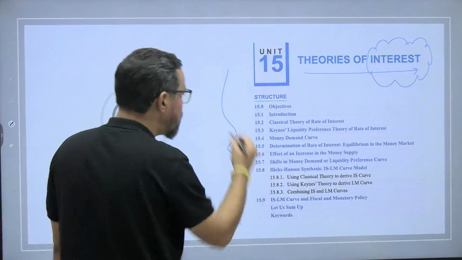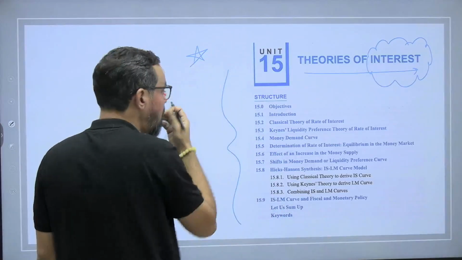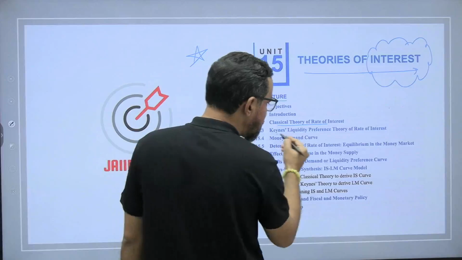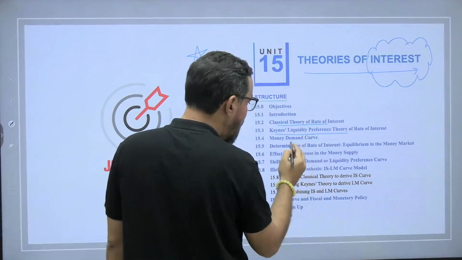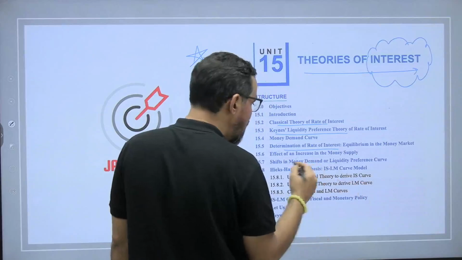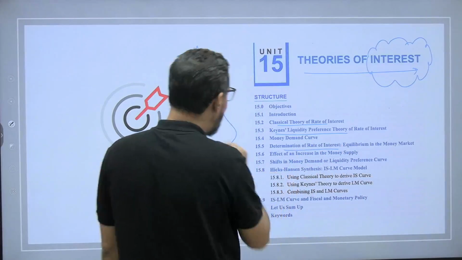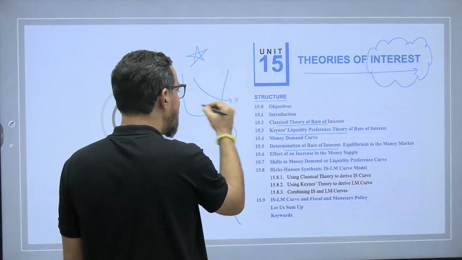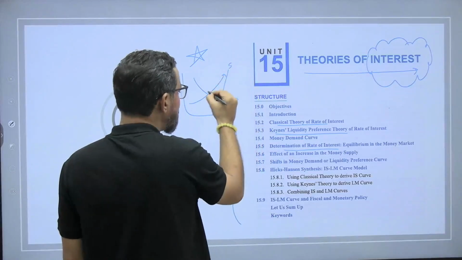When it comes to unit number 15, we have the classical theory of rate of interest, Keynes's liquidity preference theory, the money demand curve, and the determination of rate of interest, which is the equilibrium where, let's say, this is a demand curve and this is a supply curve.